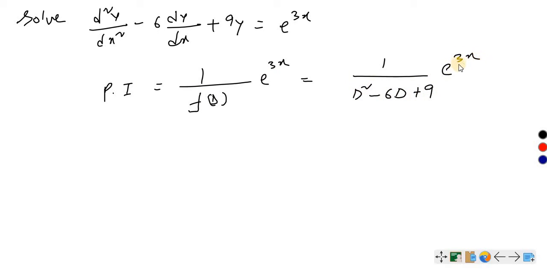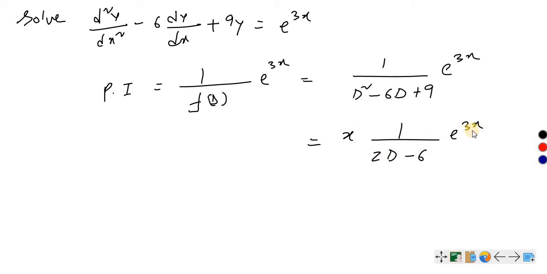So here the value of a is 3. If we substitute 3 here, we can see that we are getting the denominator part to be 0. That is, if you substitute 3, it will be 9 − 18 + 9, so it is coming to be 0. So what do we have to do then? We will multiply by x, and we will simply differentiate this. It will be x times 1/(2D − 6) e^(3x).